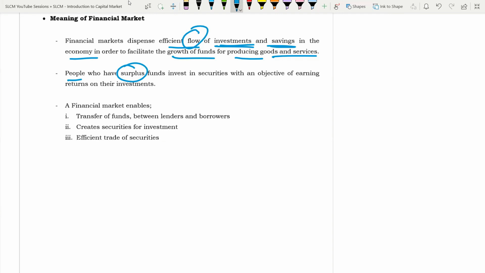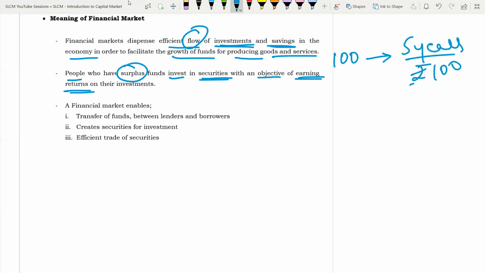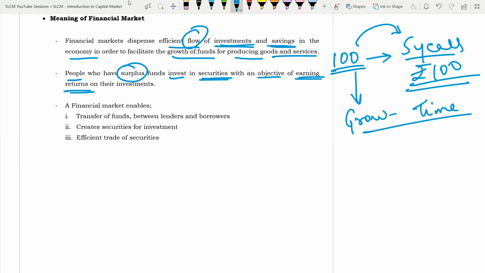And people with the surplus fund invest in the securities with the objective of earning returns on their investment. Nobody is just going to give 100 rupees to some particular person and say, after 5 years, please return the same 100 rupees back to me. So if he's giving his money for a further period of 5 years, he will expect that his money will also grow with time. Because all of us know that 100 rupees today is not equivalent to 100 rupees tomorrow.